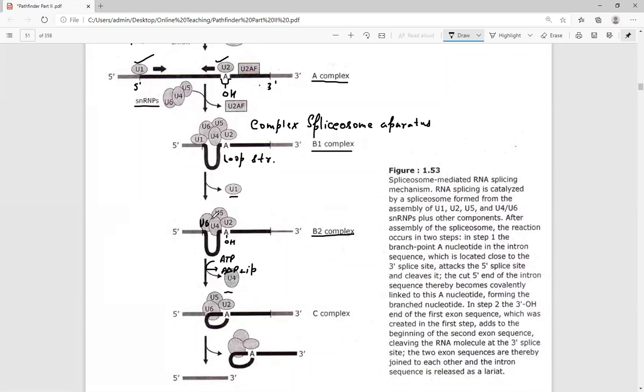Once U6 mediates the attack, it will catalyze the reaction. The hydroxy group will attack at this particular point, causing the release of this lariat-like structure. Next U5 will act, and U5 will catalyze the next release. Here the hydroxy group which has been produced should make an attack over the 3' splice site.